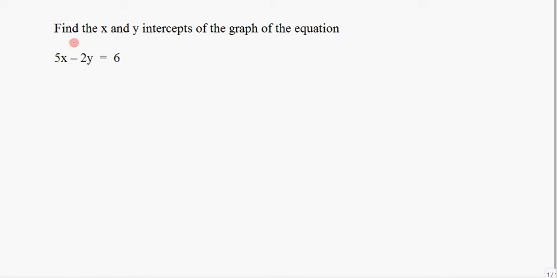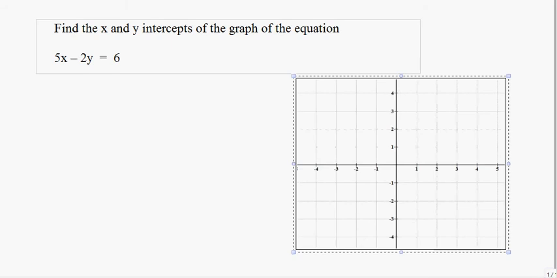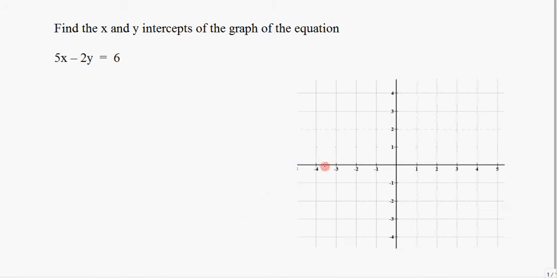Okay, this time, everyone, we're going to find the x and y intercepts of the graph of the equation. They're not asking us to graph the equation, but in order to figure out how we find the x and y intercepts, let's think about the graph for a second. I want to find the x-intercept. Well, the x-intercept is where the graph crosses the x-axis. It's going to be somewhere on this x-axis.